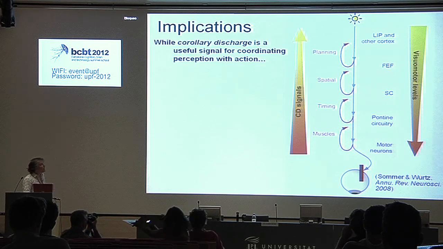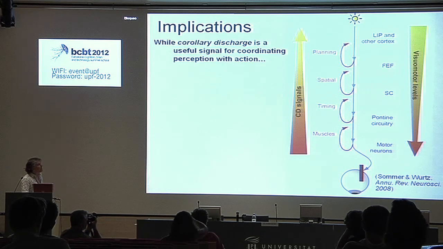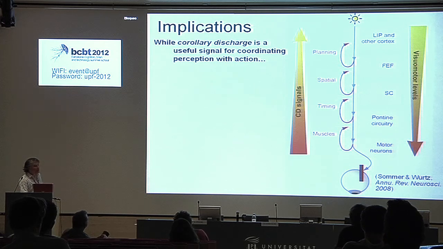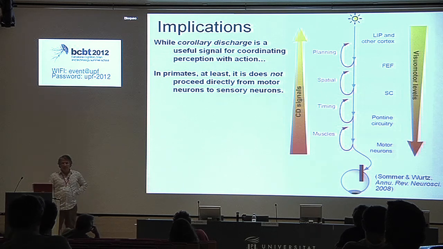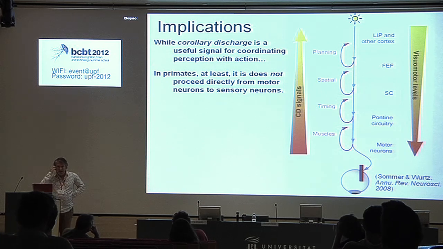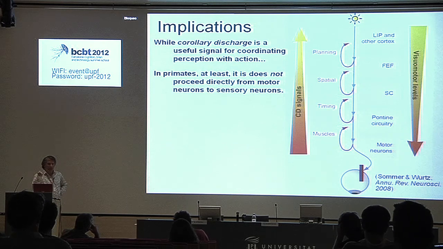So just in general then, while corollary discharge is and must be a useful signal for coordinating perception with action, in primates at least, it does not proceed directly from motor neurons to sensory neurons. There may be some lower animals, invertebrates, where this occurs, although we did a survey of all the literature throughout the animal kingdom that we could find, and we didn't see any examples where motor neurons directly impact the sensory neurons. There's always an inhibitory interneuron, at least.